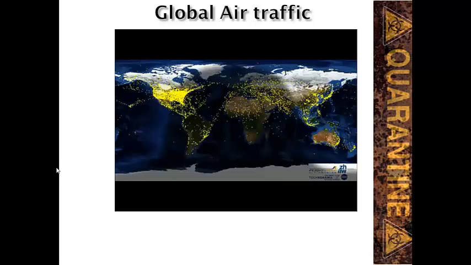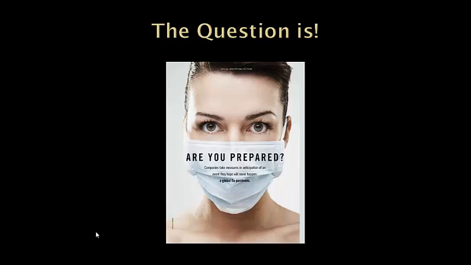So with this kind of traffic going all across the globe each and every day, the biggest challenge in front of authorities is how do we stop viruses from entering our own country. The question arises, are we prepared? Is the quarantine system efficient enough to handle this much amount of air traffic?